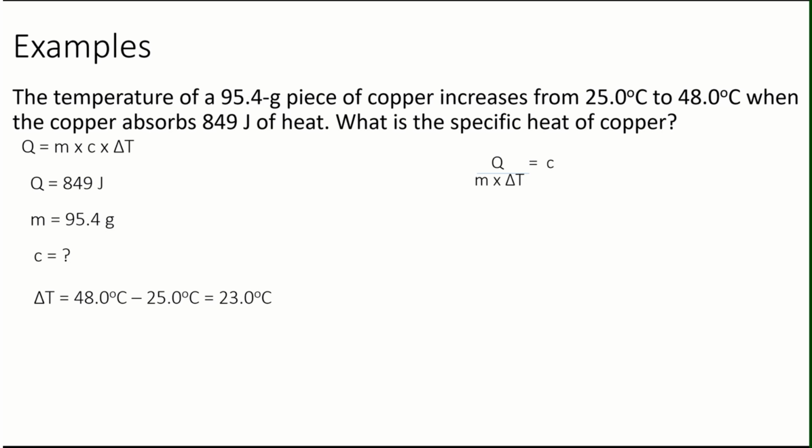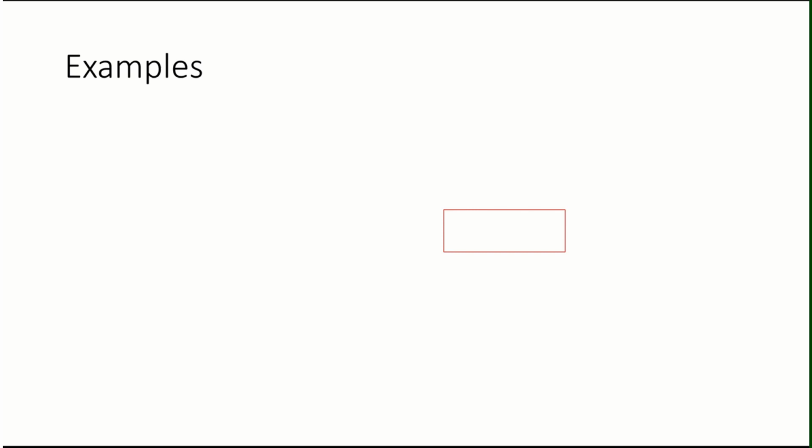I'm trying to solve for C, so I want to isolate that variable. If I divide both sides by the mass and the delta T, I'll have C on a side by itself. Now I can plug in my variables, 849 joules divided by 95.4 grams times 23 degrees Celsius. Don't forget your units in your work. And now we see why a specific heat has a unit of joules per gram degree Celsius. Try another example.